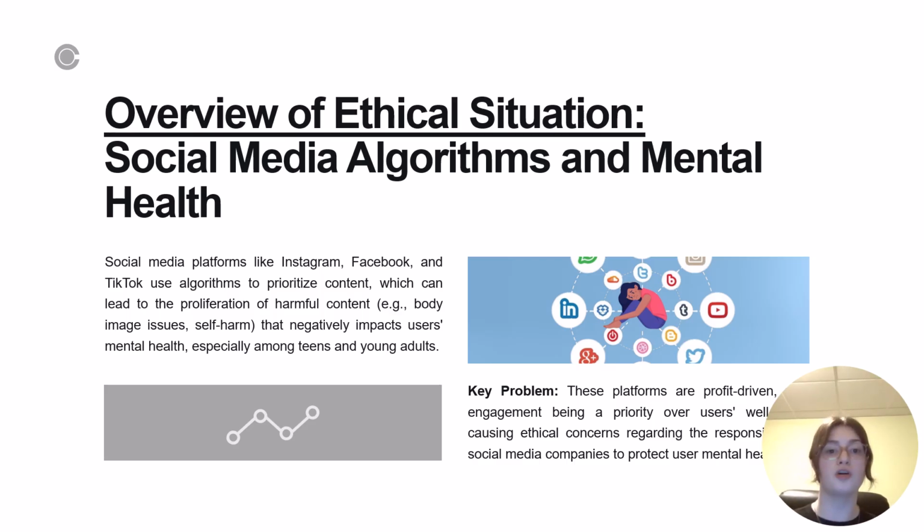So let's go over an overview of the ethical situation, going over the social media algorithms and mental health. Social media platforms like Instagram, Facebook, and TikTok use algorithms to prioritize content, which can lead to the proliferation of harmful content. For example, body image issues, self-harm, and other detrimental negative content, which in turn negatively impacts users' mental health, especially among teens and young adults, so adolescents.